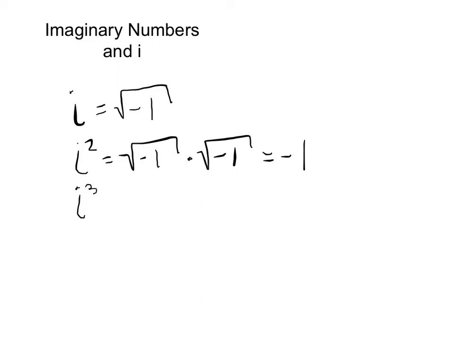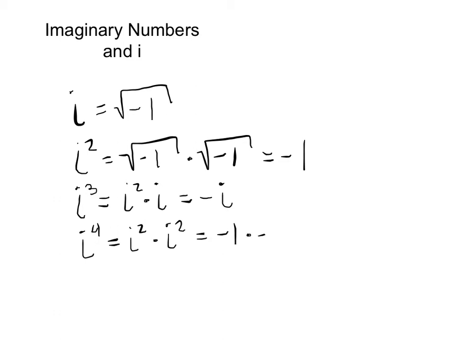i cubed. i cubed would be i squared times i, which would be -1 times i, or -i. Okay, i to the fourth. i to the fourth would be i squared times i squared, which is -1 times -1, which is 1.